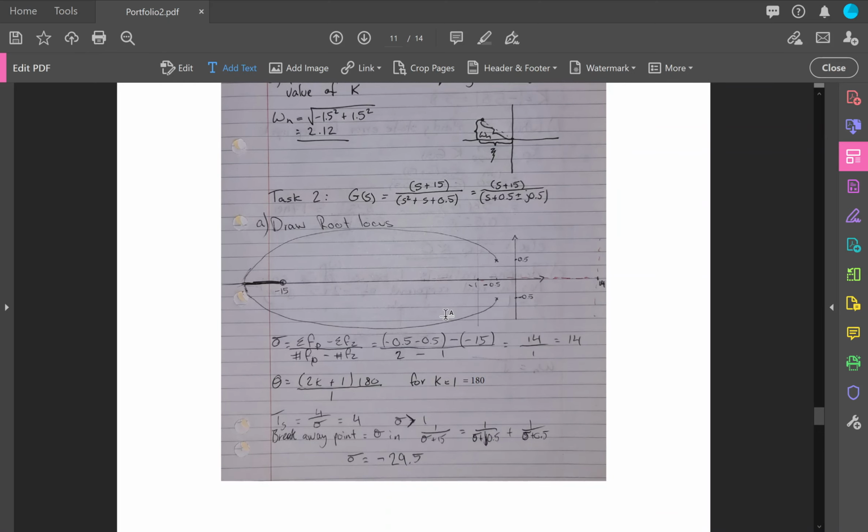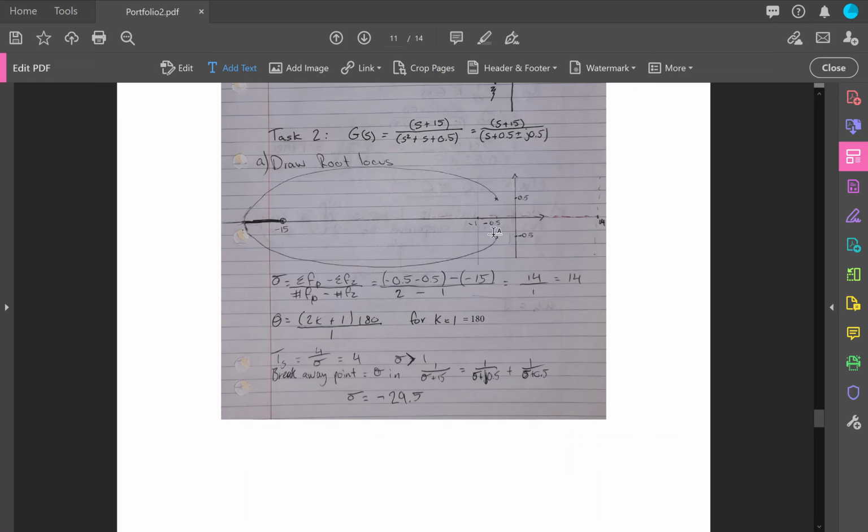For task 2, we've got another transfer function. Here it's got 1 zero and 2 poles. So as you can see, we've got our 2 poles here and our zero over here. After using our equation to find the asymptote, we can see that the asymptote leaves at 14 and goes off in a 180 degree direction over this way.